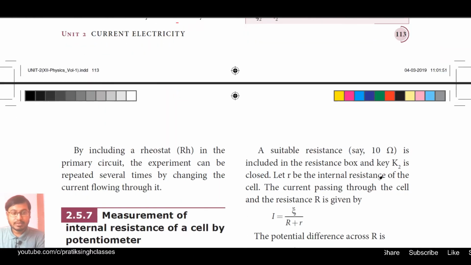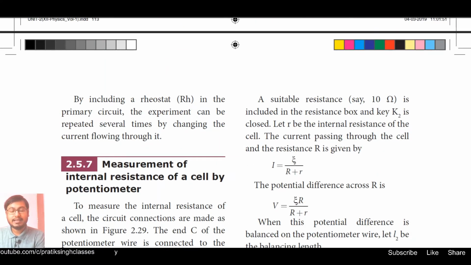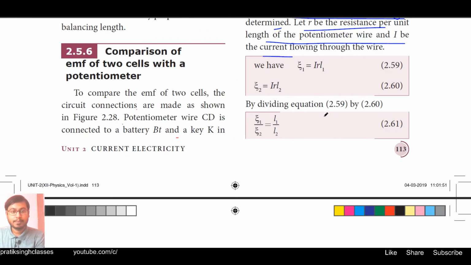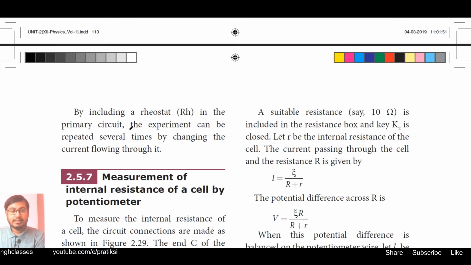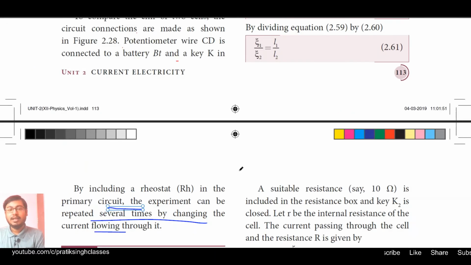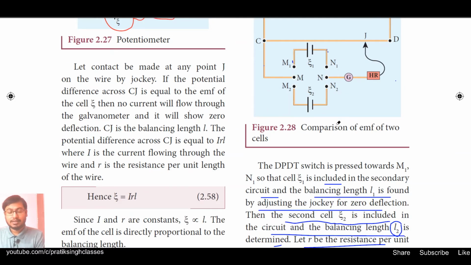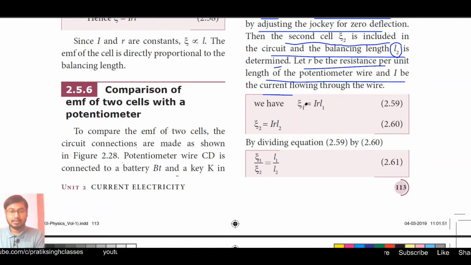So by including a rheostat RH, as we have seen here, this is the rheostat, in the primary circuit, the experiment can be repeated several times by changing the current flowing through it. With the help of the rheostat, we change the resistance, and because of that the current flowing through the circuit changes, and by that we do the experiment repeatedly to find different values for the Xi1 and Xi2 ratio, and every time we get it is directly proportional to L1 by L2.